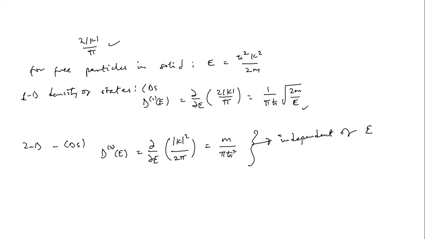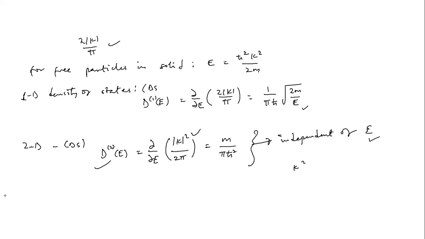Now, this is a consequence of the fact that for free particles, the energy E, as well as the number of states per unit area in the two-dimensional k-space, are both proportional to k squared. Okay? Because here we can see that it is proportional to k squared. Hence, the number of states per unit area per energy interval is constant.